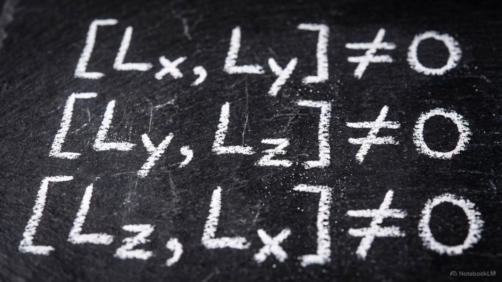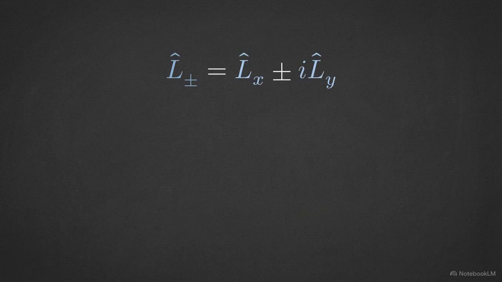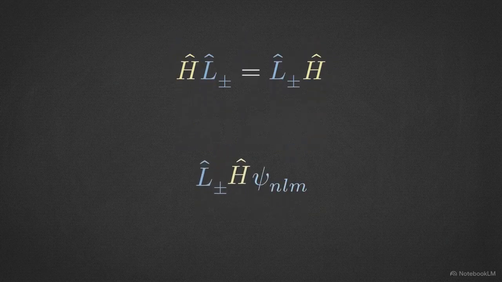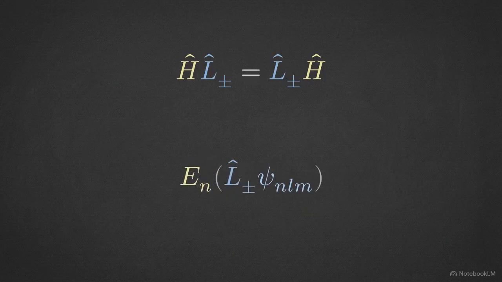The individual x, y, and z components of angular momentum do not commute with each other. These are the ladder operators, built from x and y components. Since the Hamiltonian commutes with them, we rewrite this as an equality. Applying both to a stationary state, their commutability lets us swap their order. Evaluating the Hamiltonian then yields the energy eigenvalue En.